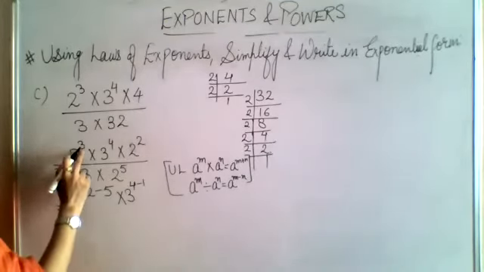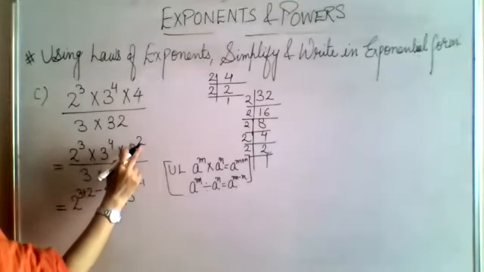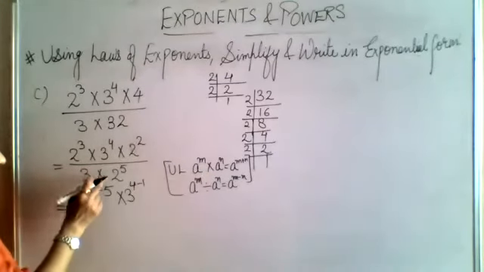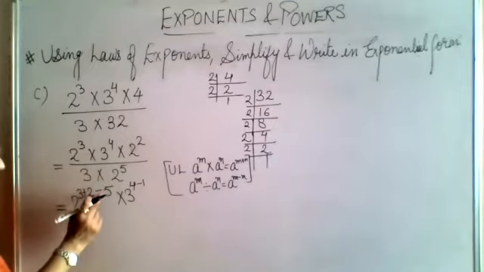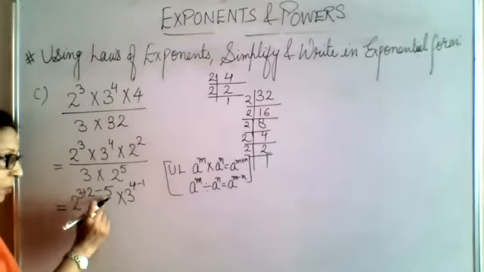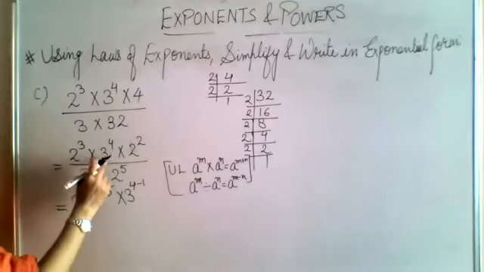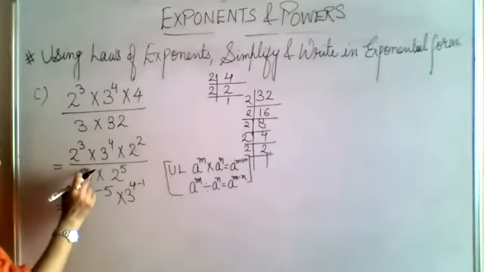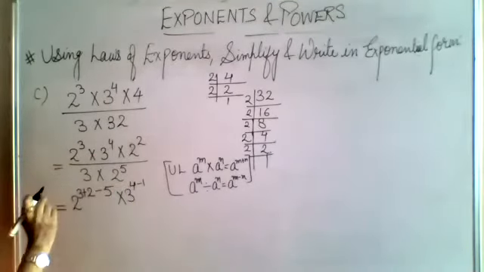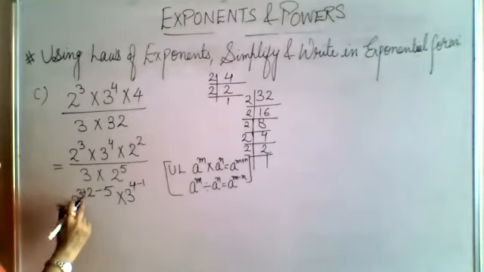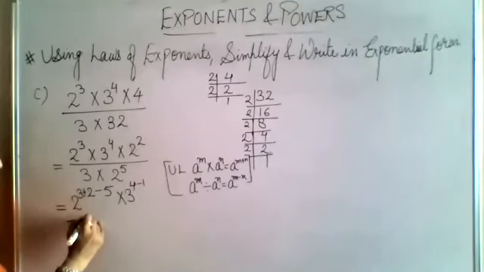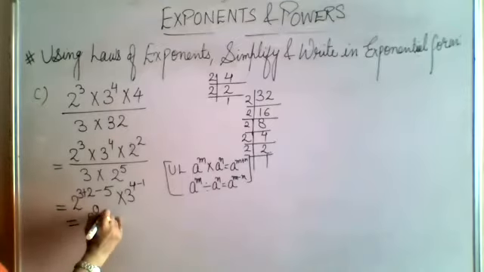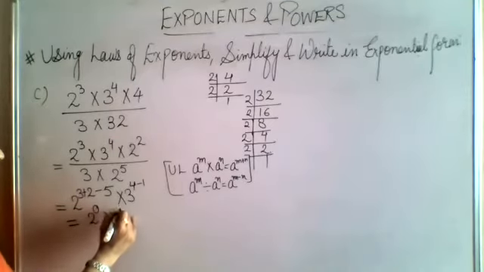I'm repeating here. 2 raised to power 3 multiplied by 2 raised to power 2. You will apply this law, you will add powers, and this one is given in division, so you will subtract. So you can do directly 3 raised to power 4 divided by 3 raised to power 1, so 4 minus 1. And 5 minus 5 is 0. 2 raised to power 0, multiplied by 3 raised to power 3.